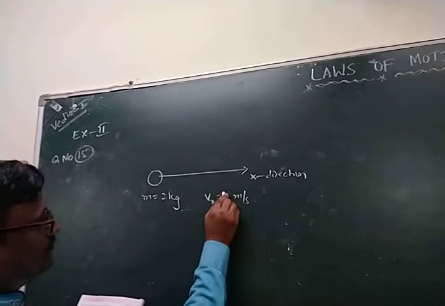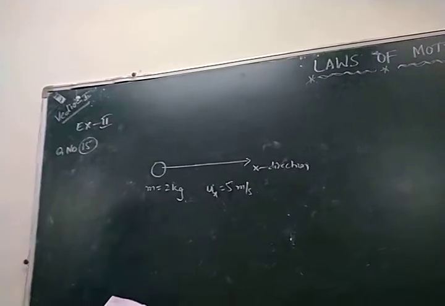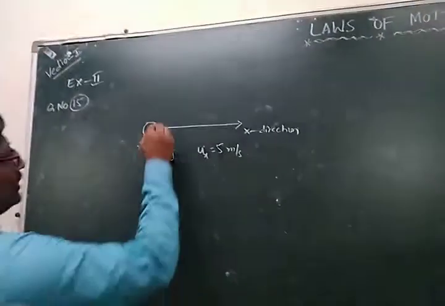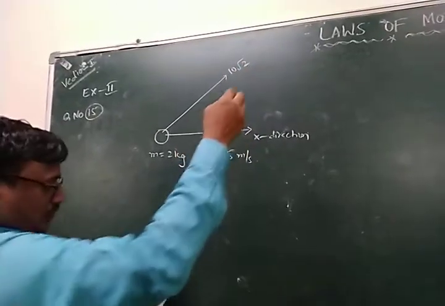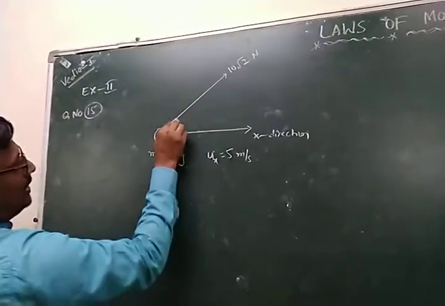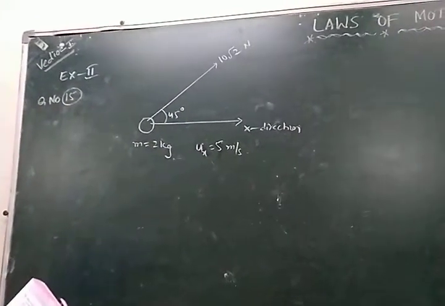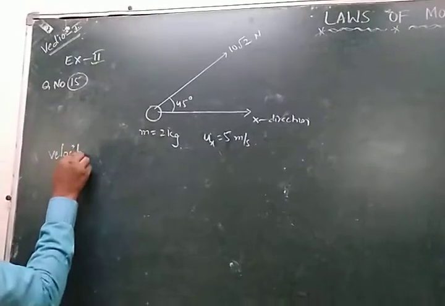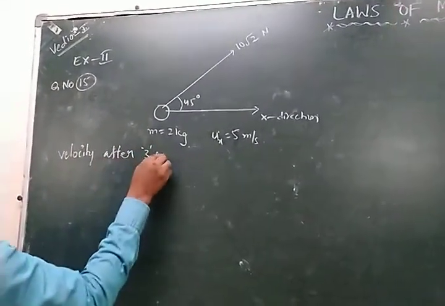Ux is equal to 5 meters per second because it is moving along the x-axis. Now a force of 10 root 2 Newton is applied along 45 degrees with the x-axis. Find its velocity after 3 seconds.